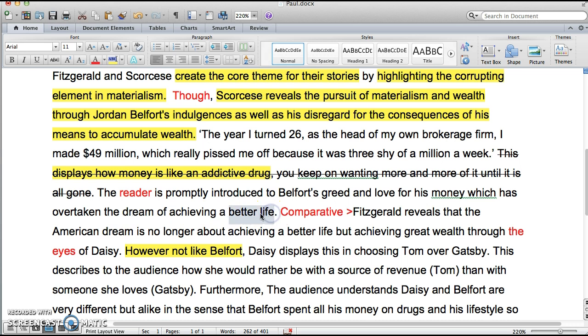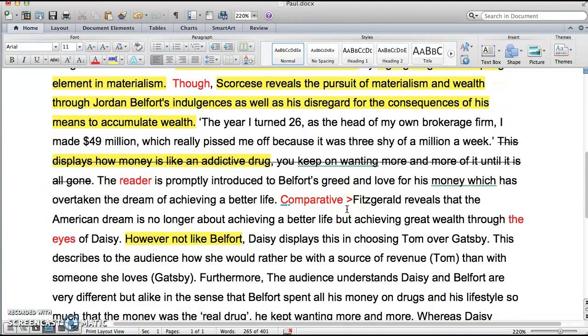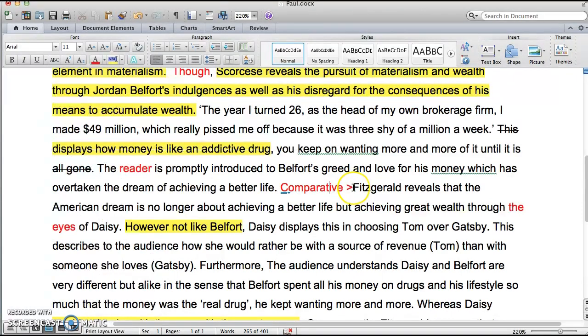What do you mean a better life here? Like, is he equating money and what it buys with the American dream, as opposed to it being determination and hard work to bring you happiness? So just tidy that up. You need to put in a comparative conjunction here. Is it similarly? Is it in contrast? Similarly, Fitzgerald reveals that the American dream is no longer about achievement, but achieving great wealth.